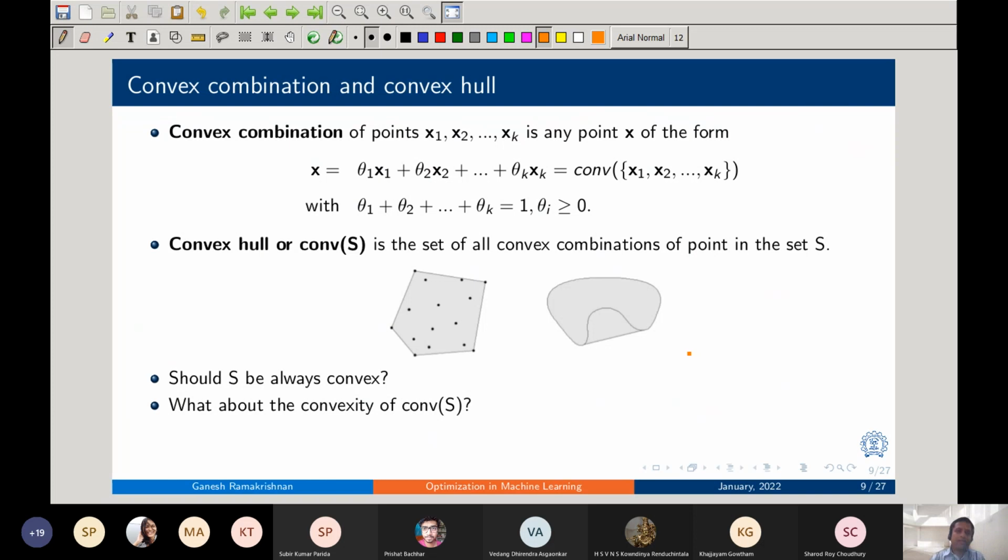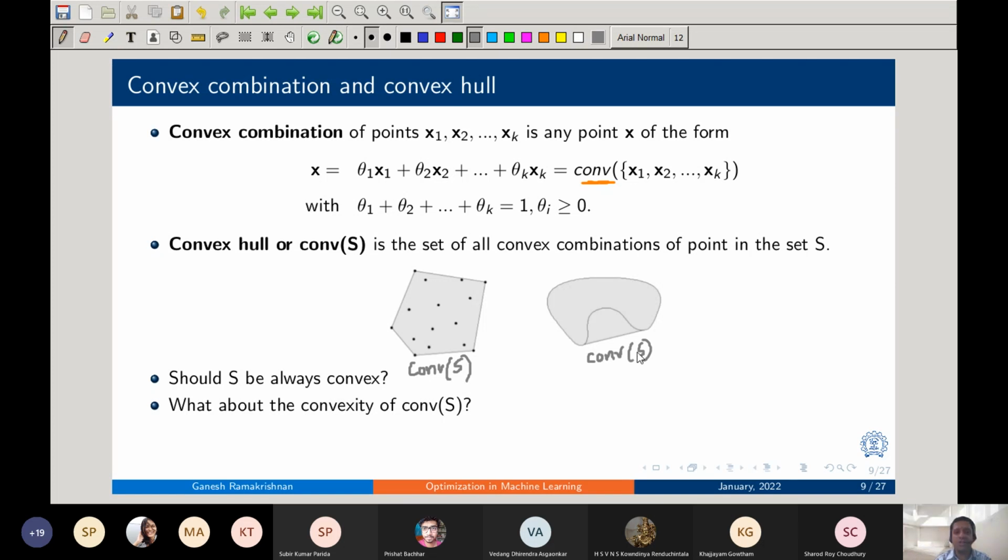You can actually create convex sets around any set of points using the notion of a convex hull. A convex combination of k points is what we call a convex combination. If you take all such convex combinations of all points in a set S, you get the convex hull. The black points here are S, and what is shown in gray is the convex hull of S. Likewise here, the entire gray part is the convex hull of S.